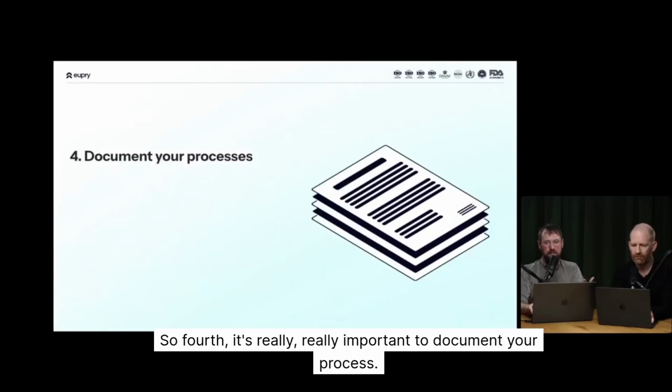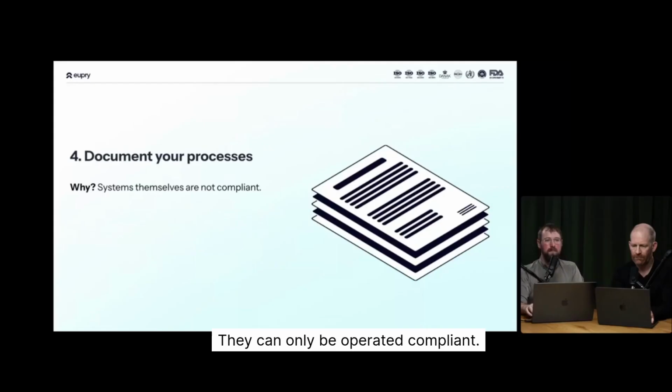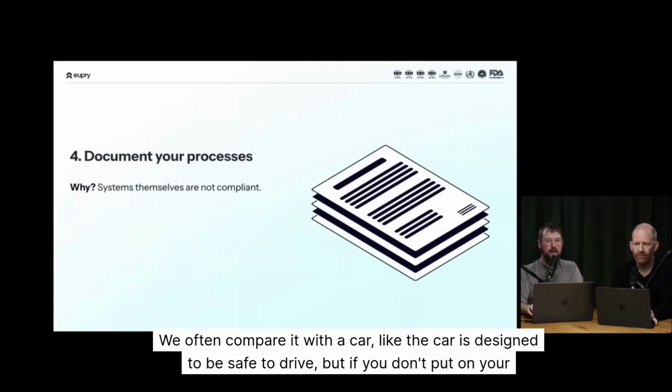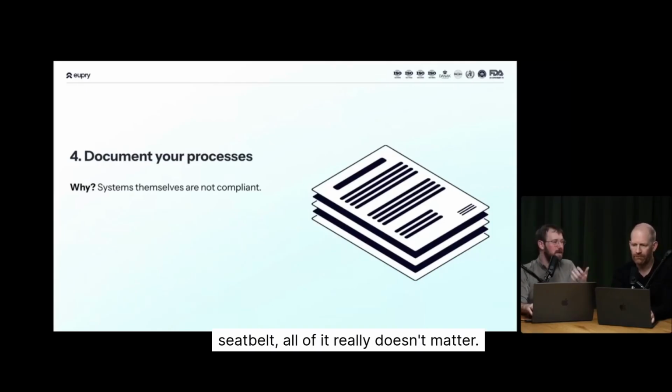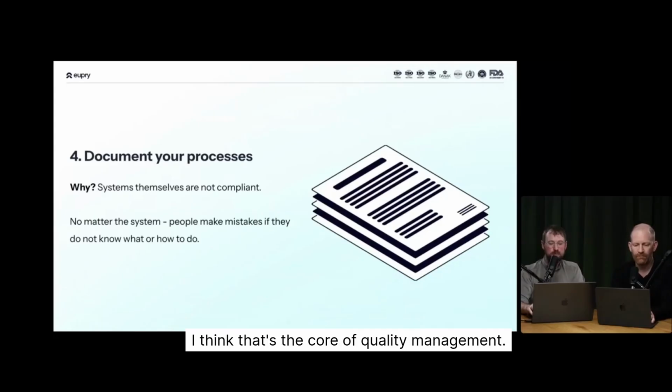So fourth, it's really, really important to document your process. So again, systems in themselves are not compliant, as we started out saying. They can only be operated compliant. We often compare it with a car. Like the car is designed to be safe to drive, but if you don't put on your seatbelt, all of it really doesn't matter. As well, remember, like no matter the system, people make mistakes if they don't know what to do. I think that's the core of quality management.